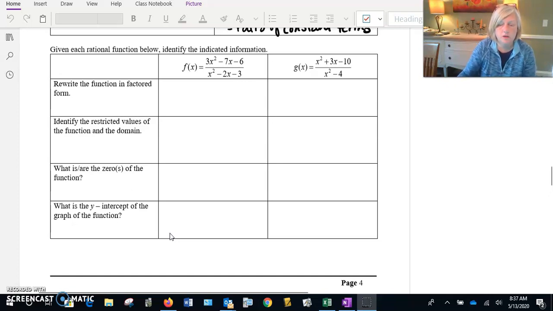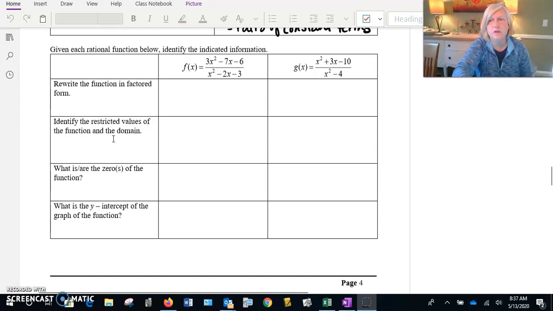So on this video, the first thing that you're going to do is, given the rational function below, you are going to rewrite the function in factored form for both of these. Identify the restricted values using the denominator, setting it equal to 0, reminding you of what you're supposed to be doing, and then write your domain in correct set notation.